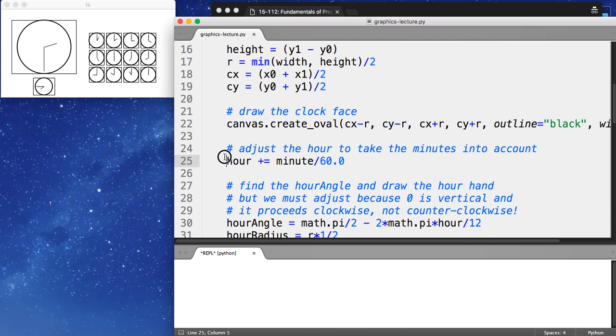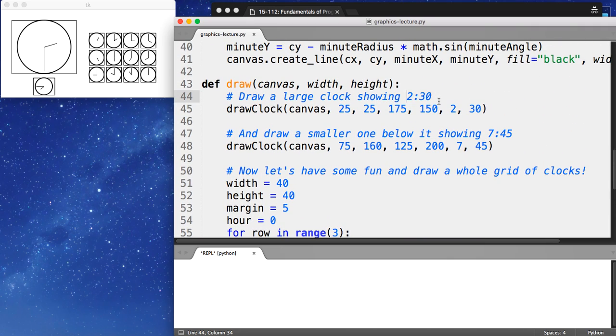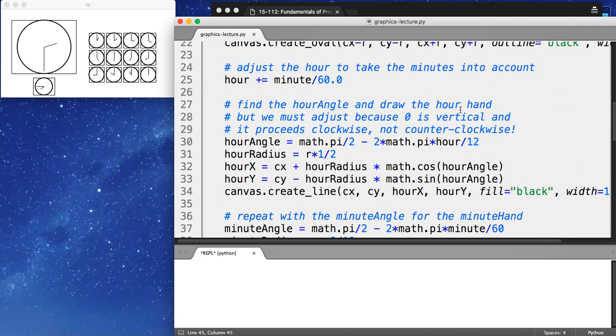Okay, so we adjust the hour hand to take the number of minutes into account. To see right here in this example, the first large clock was drawn at 2:30, which is 2 hours and 30 minutes. And notice that that hour hand is not straight up at the 2 nor at 3, it's halfway in between. If we didn't do line 25, when we run this, it'd be straight at the 2. But because we're half past, the hour hand's halfway between 2 and 3. And that's what this does. We add the fractional hour into the hour.